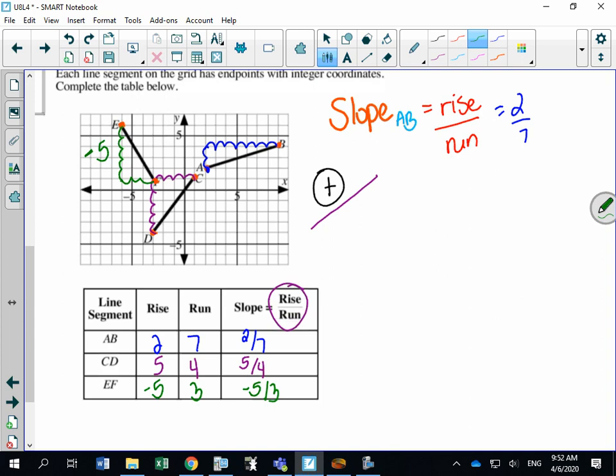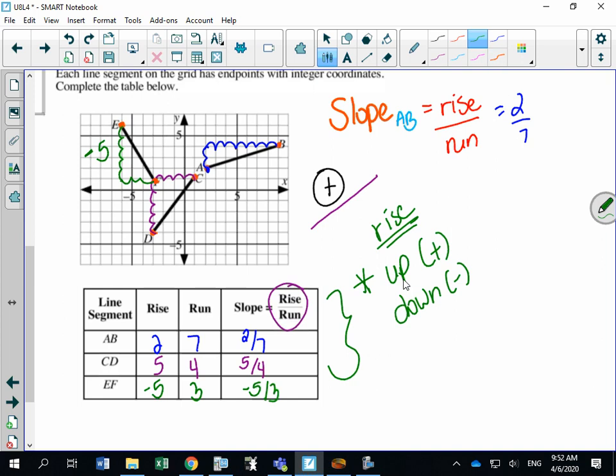So I just want to recap the moves that you make. And here are the moves. If you move up, that's a positive move. If you move down, that's a negative move. So for the rise, we could either go up or down, right? If you count up, that's positive. If you count down, that's negative. For the run, you could either go left or right, right? If you run right, as I did in all of these 3 examples, that's going to be a positive move. If you run left, that's going to be a negative move.